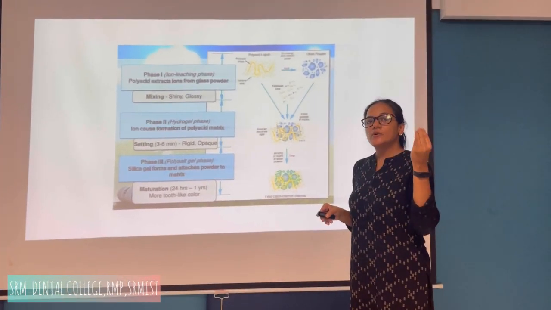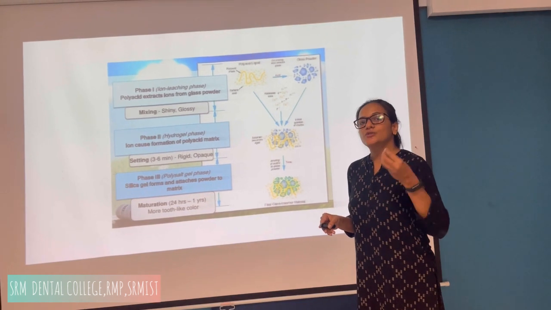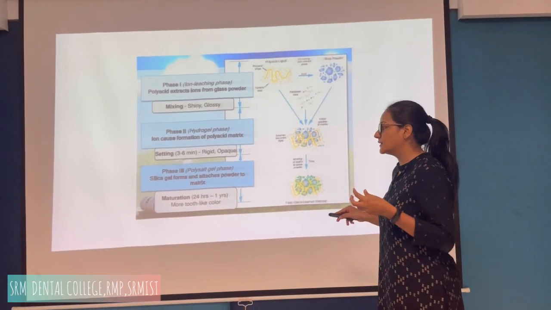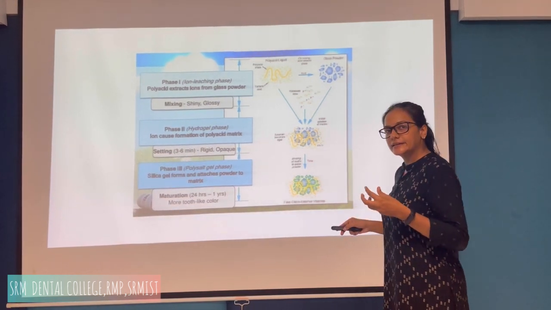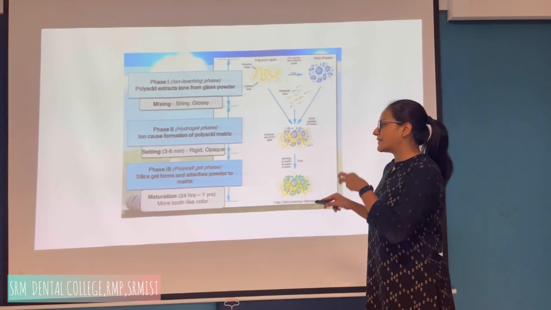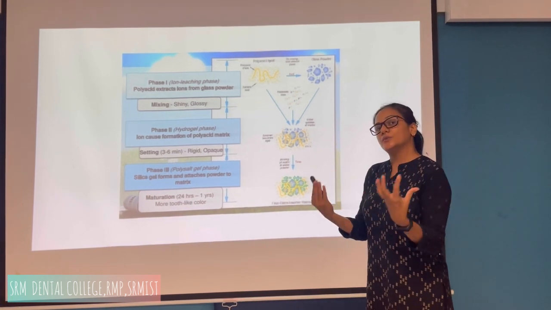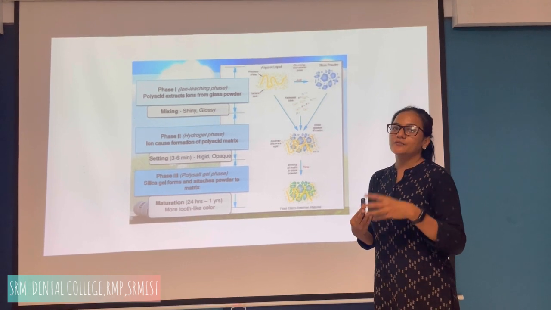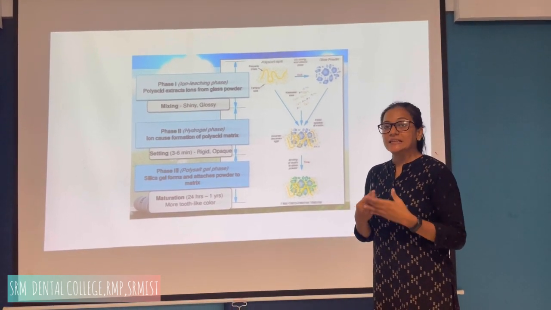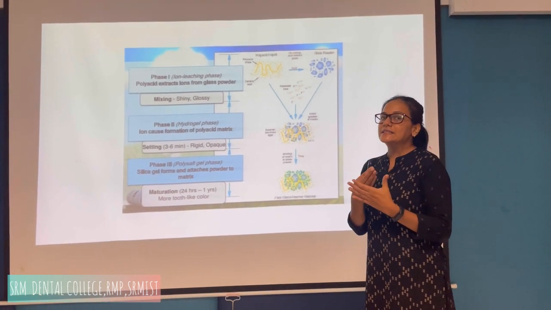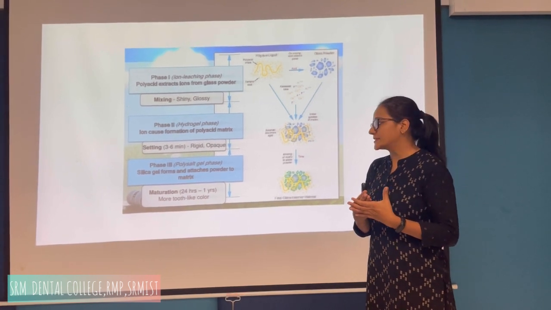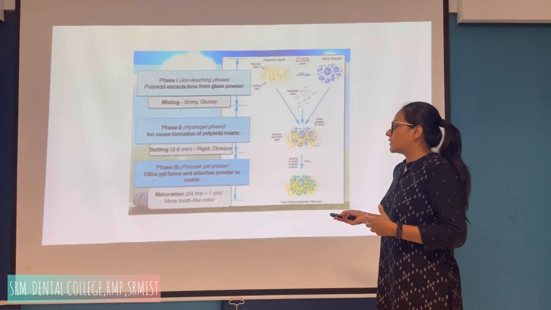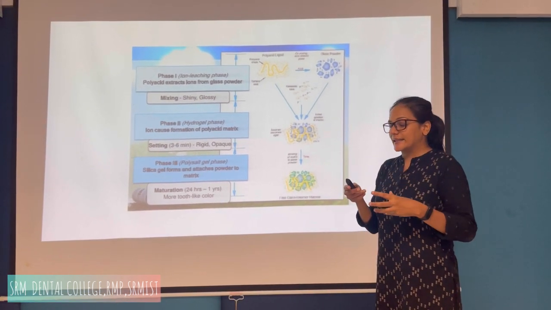And you remember there were also silicate ions which leached. So these silicate ions form a siliceous hydrogel surrounding these unreacted glass particles. So we have unreacted glass particles surrounded by the siliceous hydrogel in an amorphous matrix of calcium and aluminum polysalts. This is the final set product of glass ionomer cement. Right? So maturation takes place over 24 hours to 1 year, and that's why it looks more tooth colored.